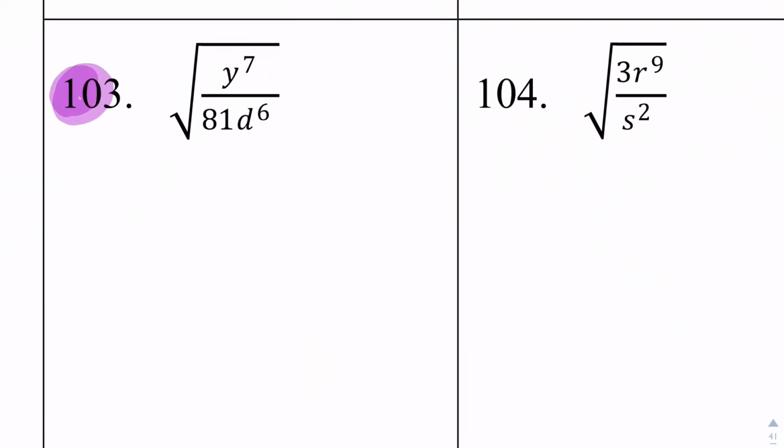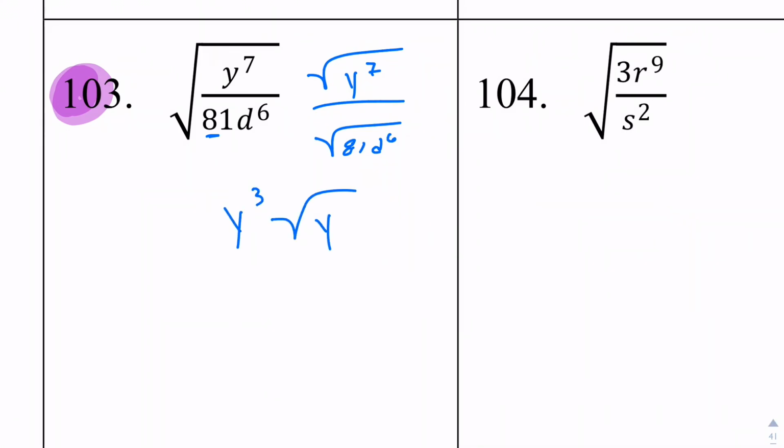103. So I've got a perfect square here, so I'm going to separate this. And let's focus on my numerator first. y to the 7th. That's 3 groups with 1 left over. Square root of 81 is just 9. So I don't even need to break 81 down because it's a perfect square. d to the 6th, actually, that's 3 pairs with none left over.